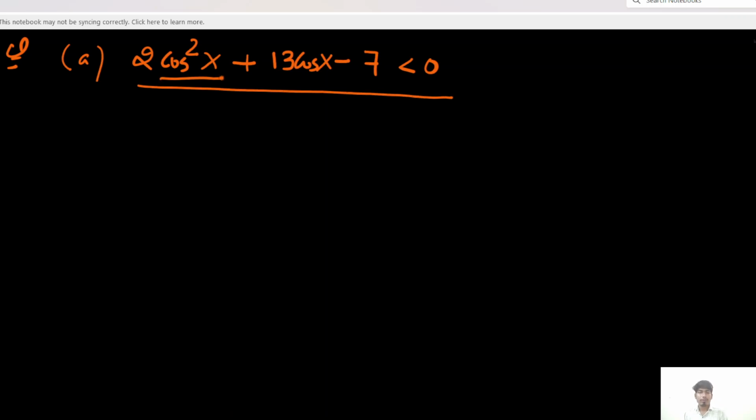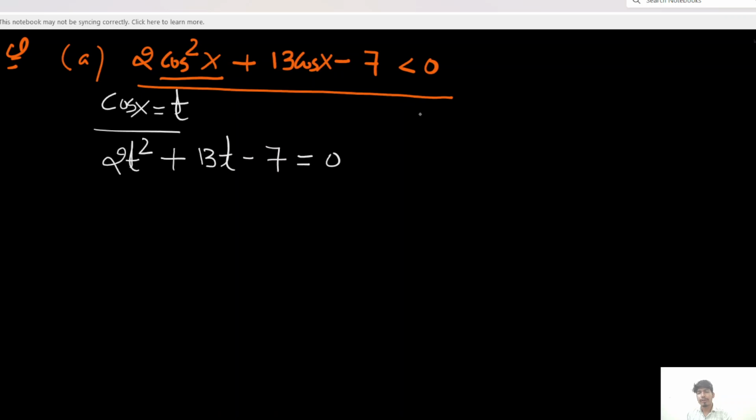Now we put cos x equal to t and solve the equation in t, and when we get t, then t is replaced by cos x. First we put cos x equal to t, then this becomes 2t square plus 13t minus 7 equal to 0. Let's take it as equal to. So we get this equation.